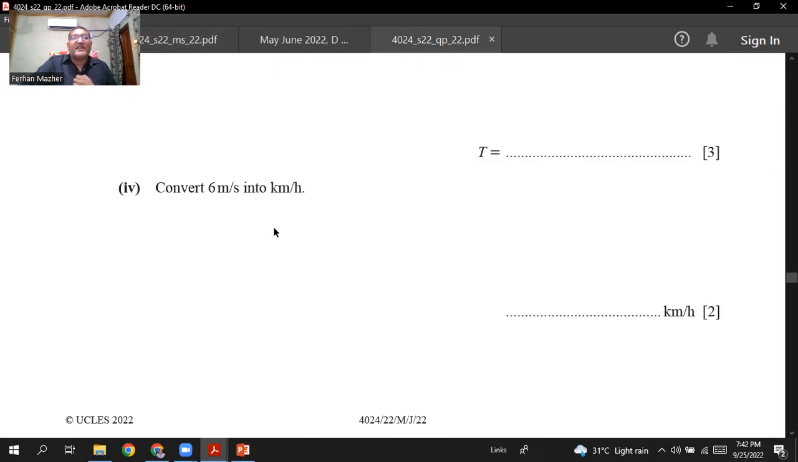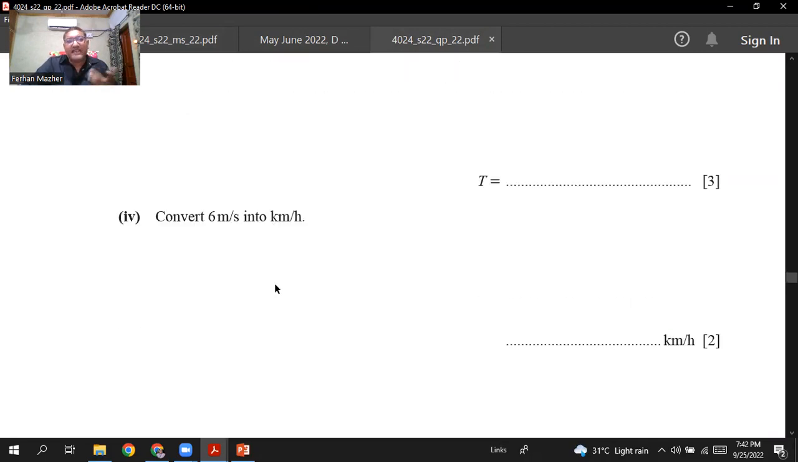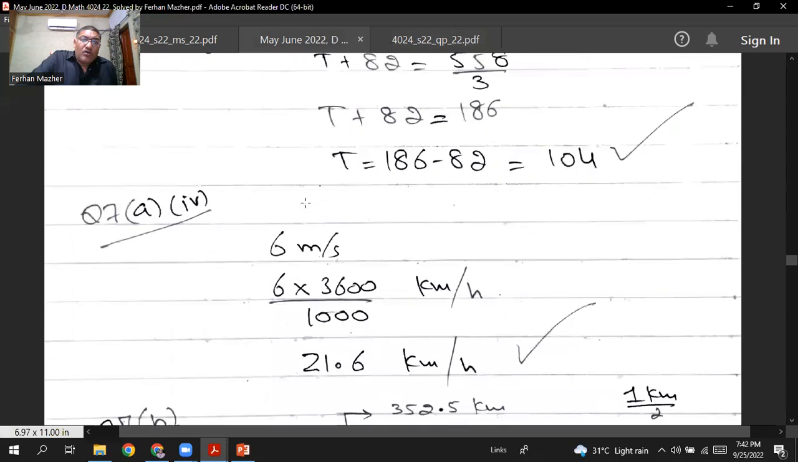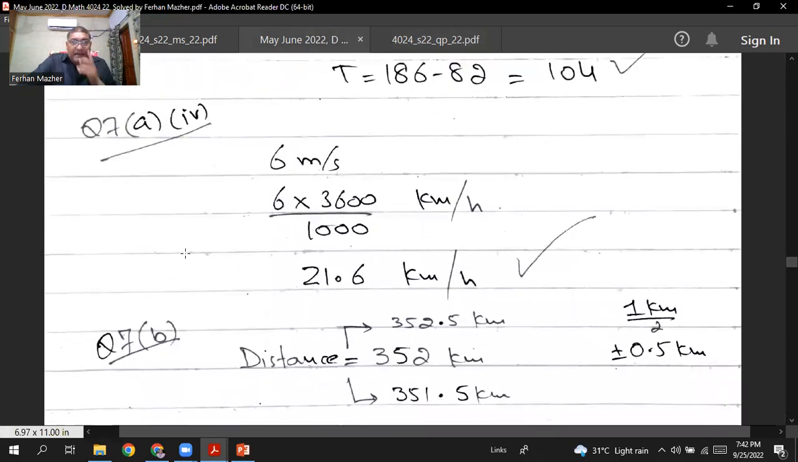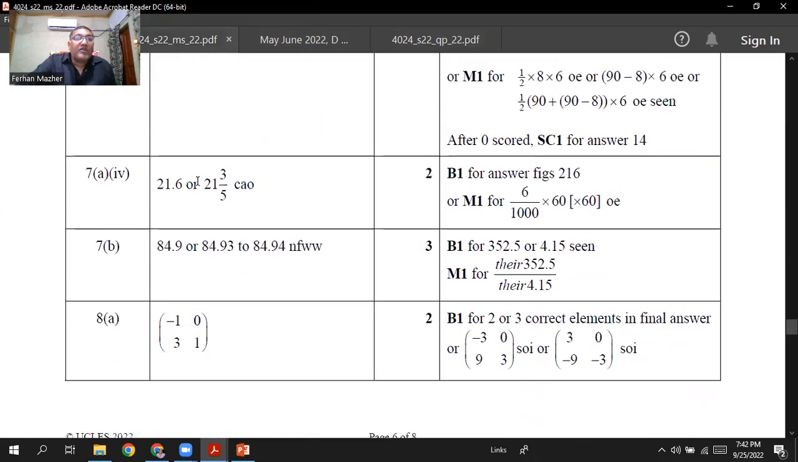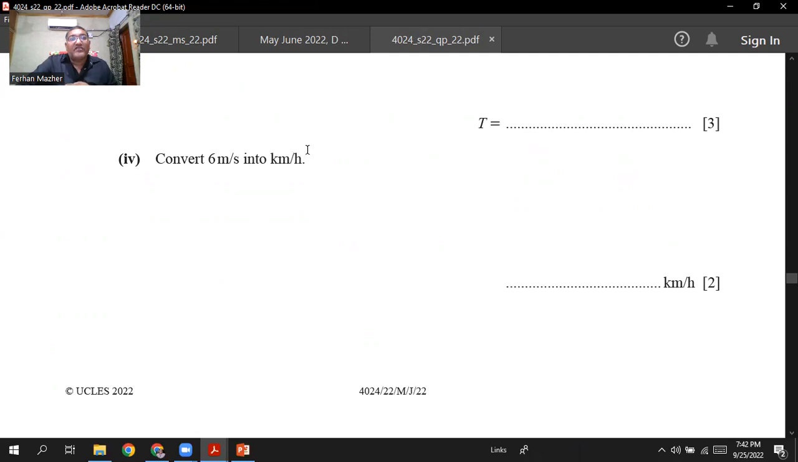Okay, so the next thing they ask is to convert 6 meters per second into kilometers per hour. If you want to convert meters per second into kilometers per hour, the method is very simple. Just multiply by 3600 and divide by 1000. So here we go: 6 multiplied by 3600 divided by 1000. It will be converted from meters per second to kilometers per hour. So it will be 21.6 kilometers per hour. 21.6 kilometers per hour is the right answer, sir. Okay, so we are going to the next part.